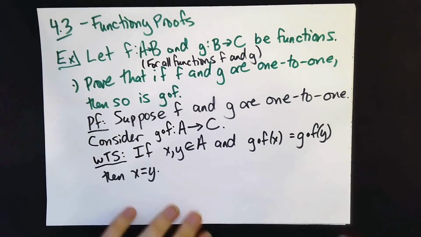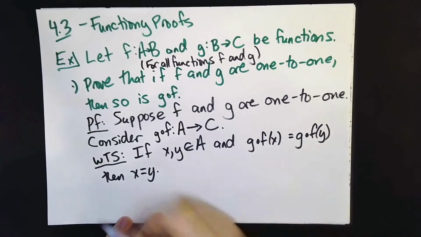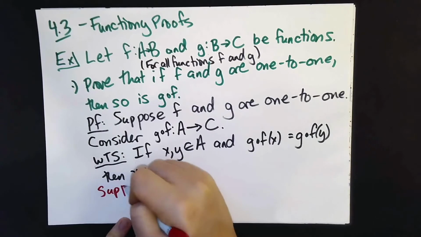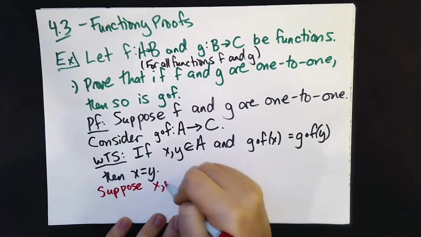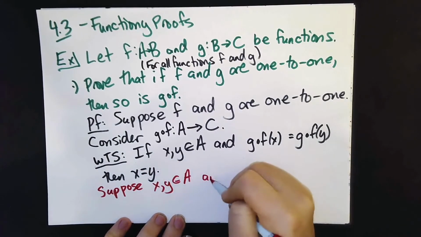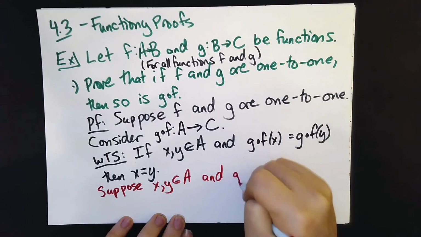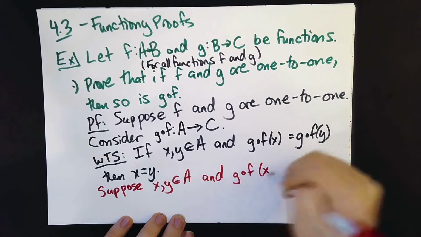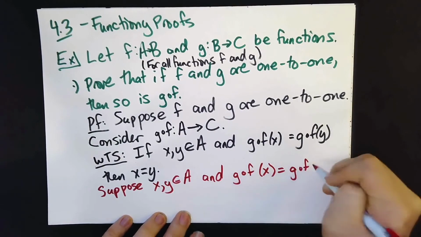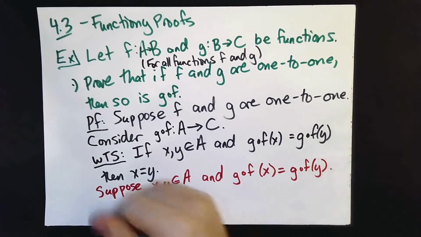So we know how to keep going now that we've written this down. We're now going to suppose that x and y are in A, and g of f of x equals g of f of y. I'm going to spell that out just a bit more.